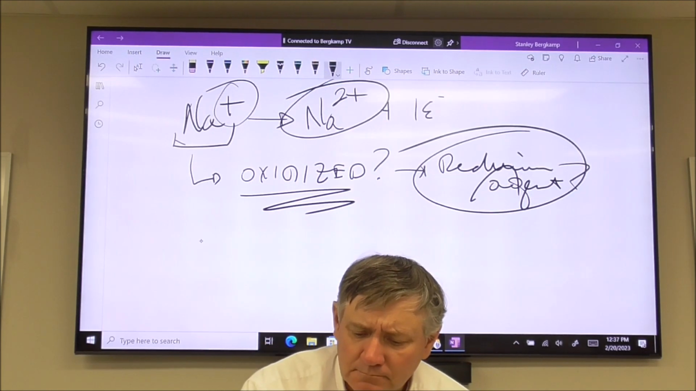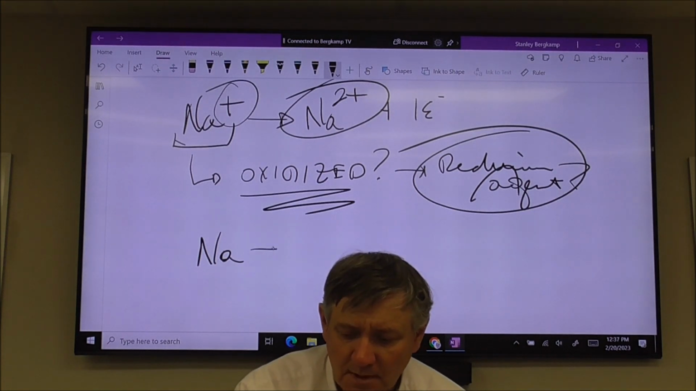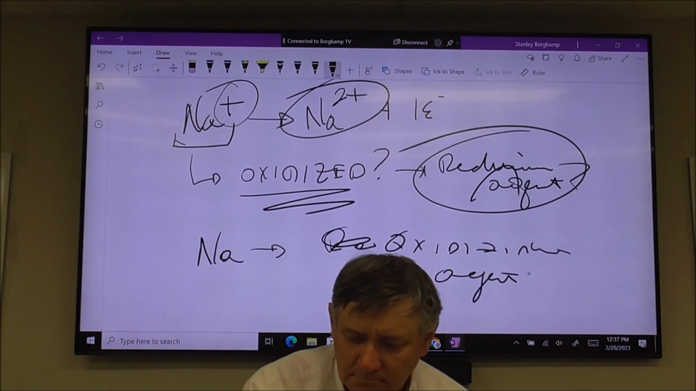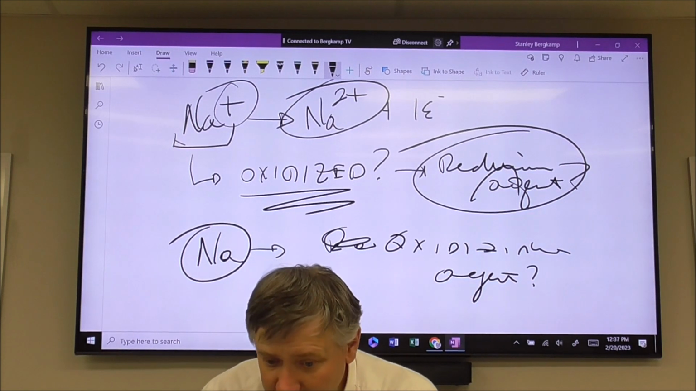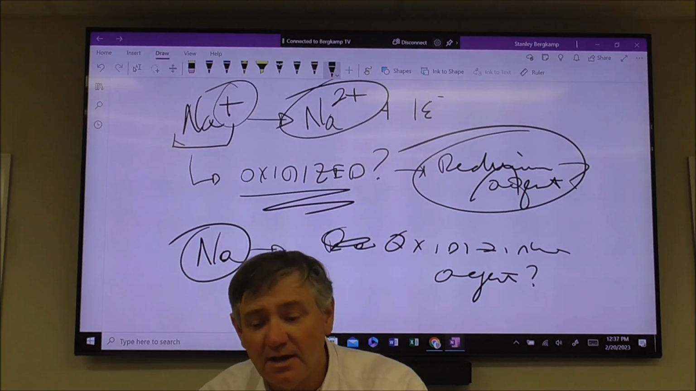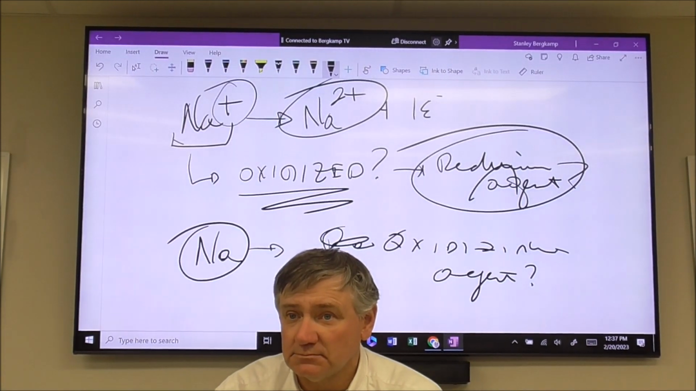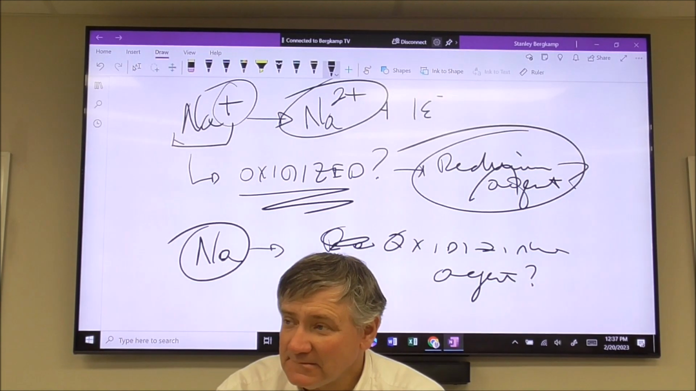Now, is sodium a good oxidizing agent? No. Okay? So think this through. Is elemental sodium a good oxidizing agent? No. Why not? Because it wants to be oxidized.